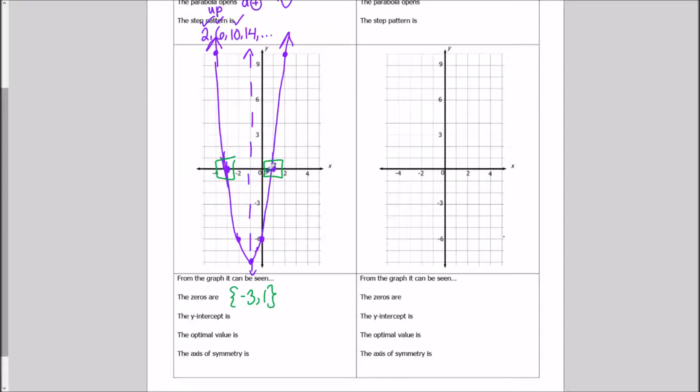Okay. The y-intercept is where the graph crosses the y-axis, and I can see that this is at (0, -6). This is a coordinate, so use regular brackets.